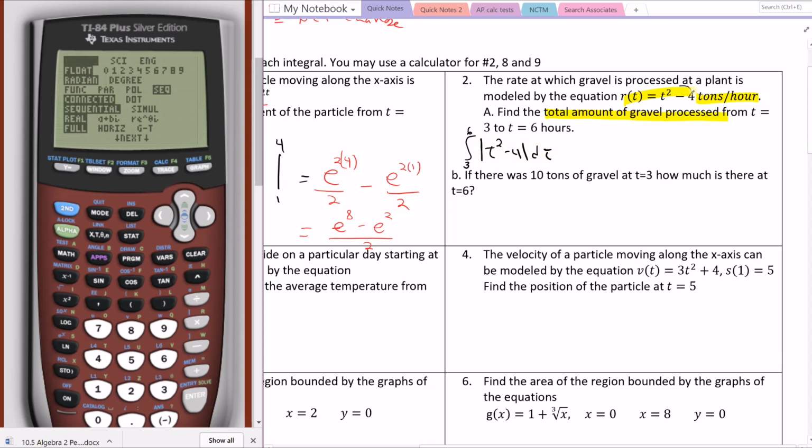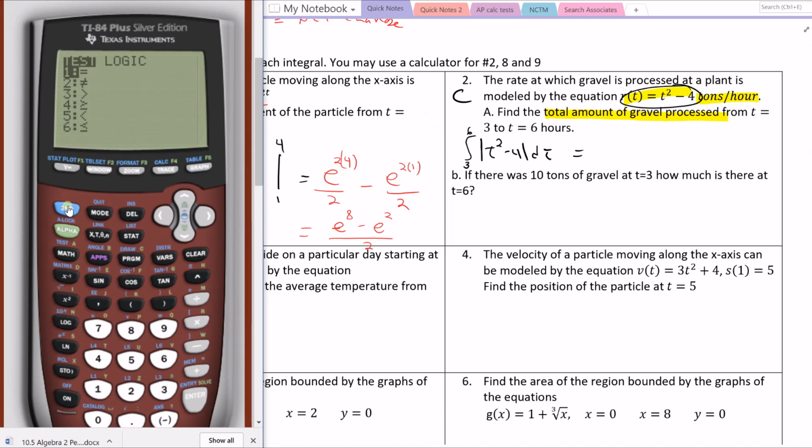Because there are some negative values in this one, right? So at some point there was some sort of negative rate. Not really sure what that means in this context, but there was a negative rate, and so we need to take the absolute value to disregard that negative rate. So to do this, this was a calculator one. This is one of the ones I said you could use a calculator on.